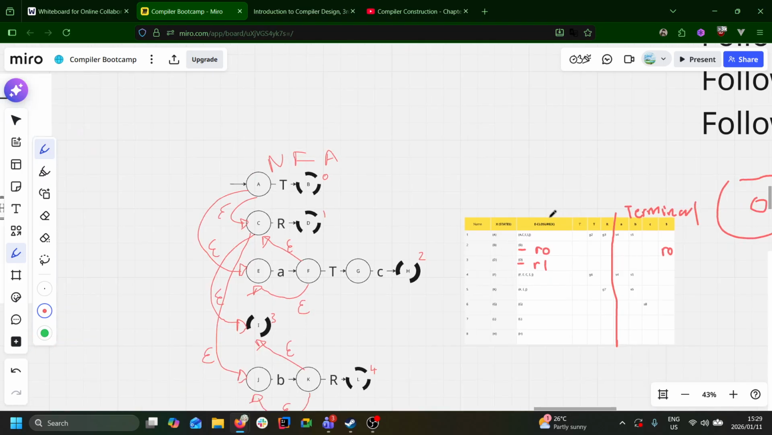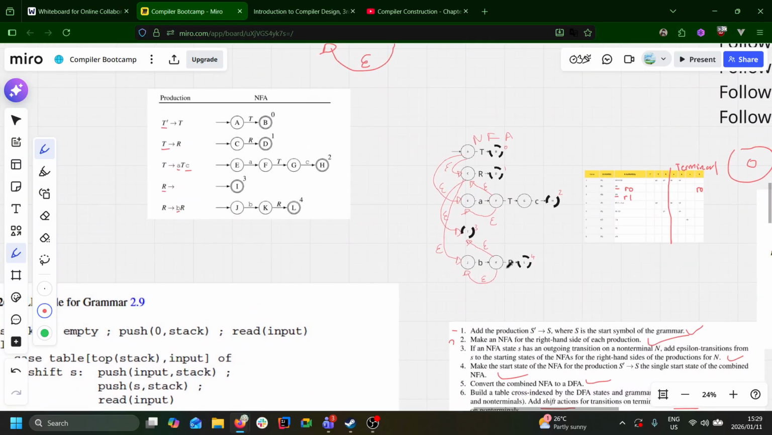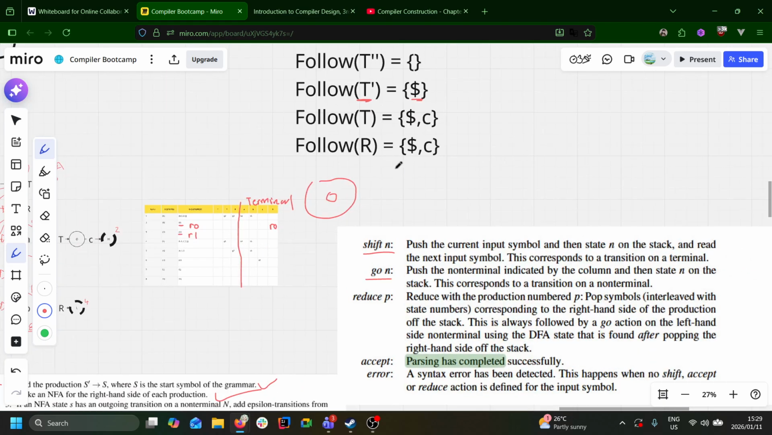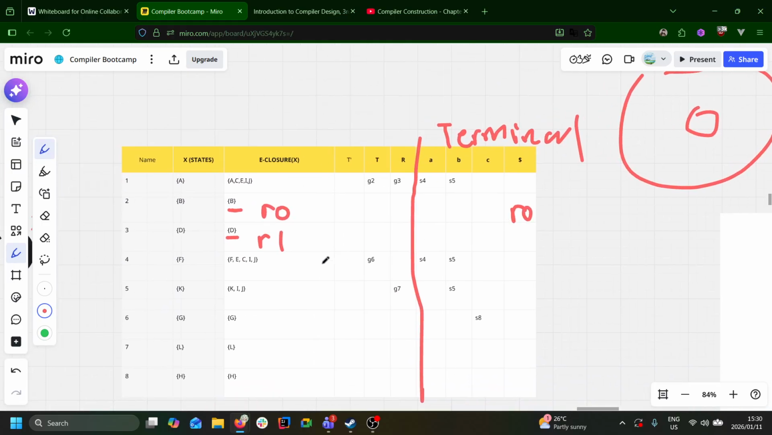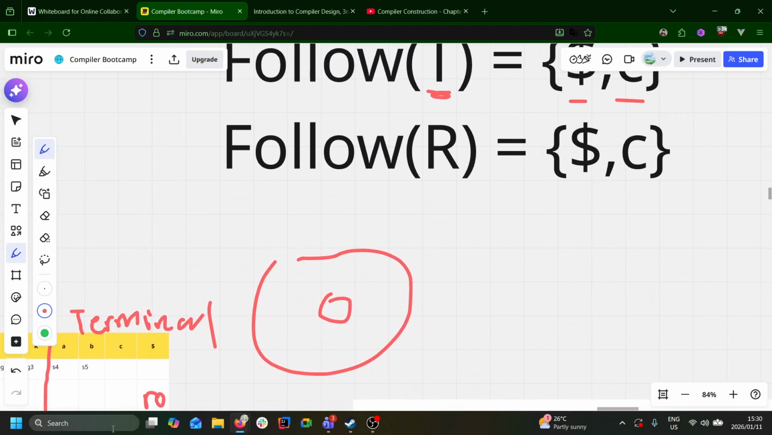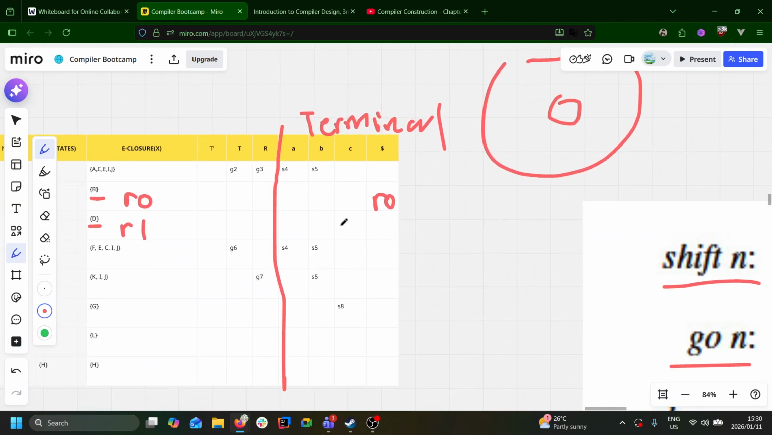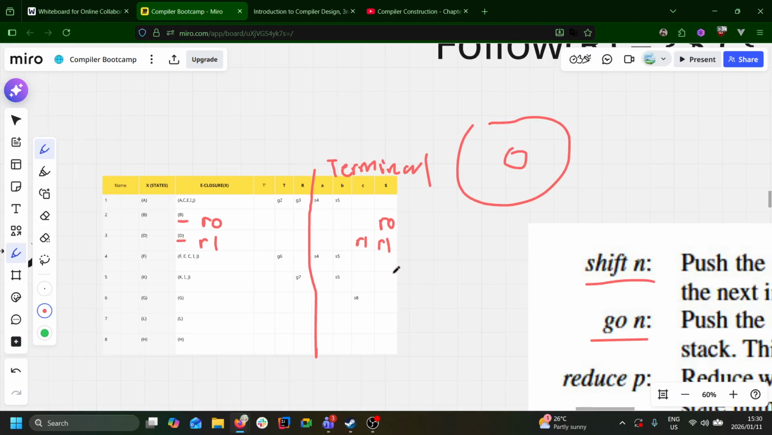So in D1, rule number 1 is T. So this is T. So let me just number this again: 0, 1, 2, 3, and 4. So we're going to reduce to this rule. The non-terminal for this rule is T. So that means we're going to look at this one over here, and we're going to add reduce 1 to these columns over here. So we're going to add reduce 1 to dollar sign and C. So we're going to have reduce 1 over here and reduce 1 over here.